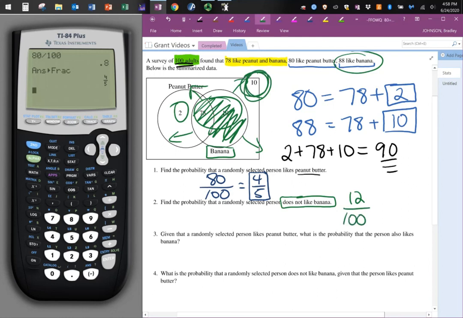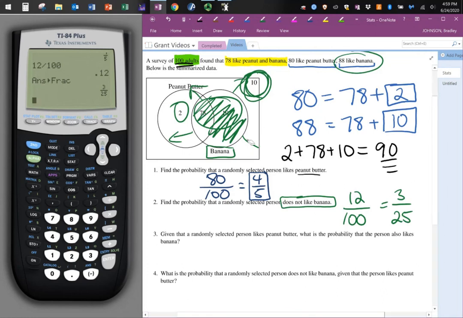out of all 100 that were surveyed, so 12 out of 100, right? That's 0.12. But if we want the simplified fraction, we could say that this is 3 out of 25. Okay, so there's our probability. Going on to the next one, number 3.